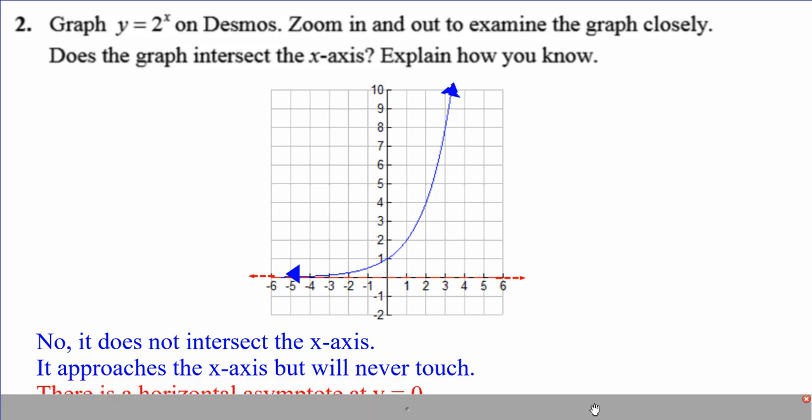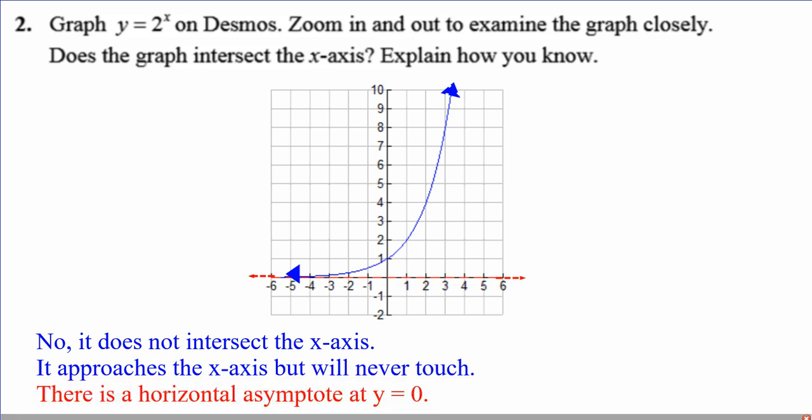So what do we call that? We call that a horizontal asymptote, and that occurs at y equals 0. If it was written in function notation, we'd say f of x equals 0. The outputs for our function get smaller and smaller and smaller, but they'll never have a value of 0, so it will never touch.